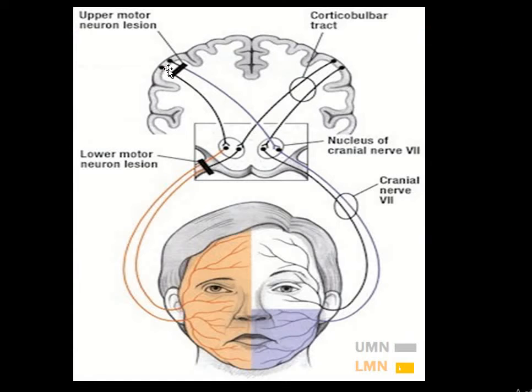You can see here, this is the upper motor neuron lesion, where there will be involvement of one side only, that is the lower portion on the opposite side. Whereas in lower motor neuron lesions, there will be affection of the whole side of the face, because as you know, the lower portion is supplied by the contralateral side only.